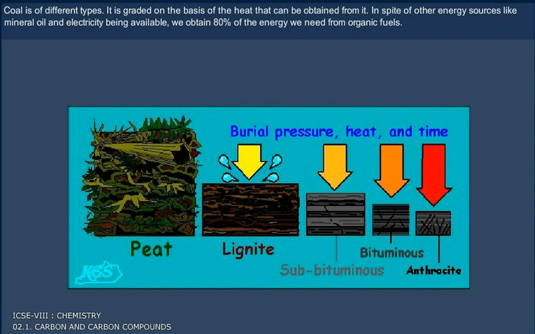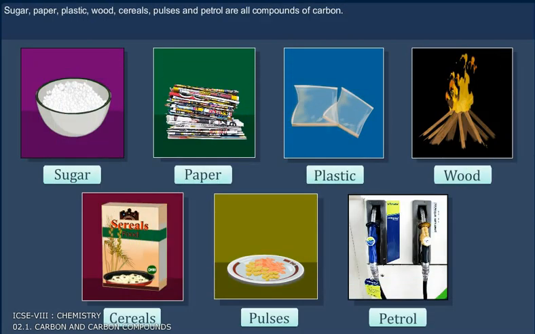In spite of other energy sources like mineral oil and electricity being available, we obtain 80% of the energy we need from organic fuels. Sugar, paper, plastic, wood, cereals, pulses, and petrol are all compounds of carbon.